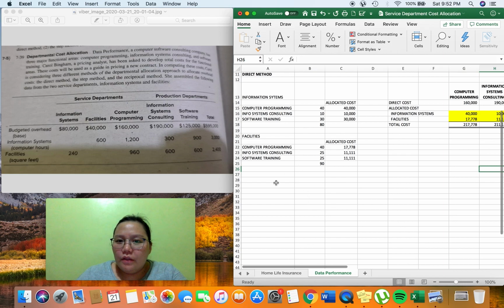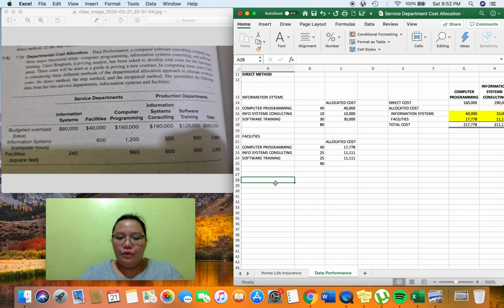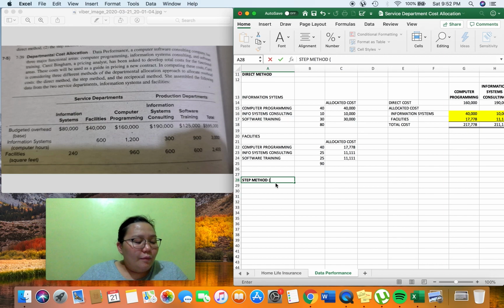Now, we move on to the step method. For the step method, we are asked to do 2 assumptions. The first assumption is that the information systems department provides more benefit than the facilities department. So, it is first in ranking, so to speak. Information systems. Okay?